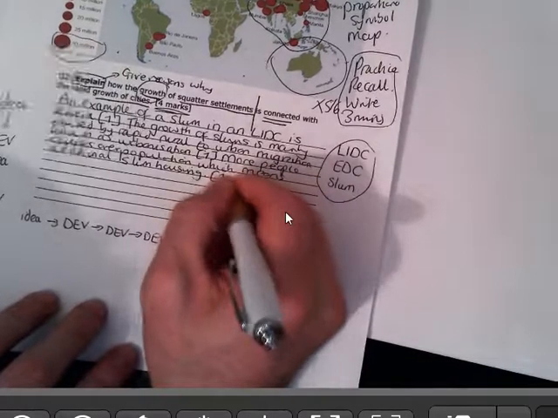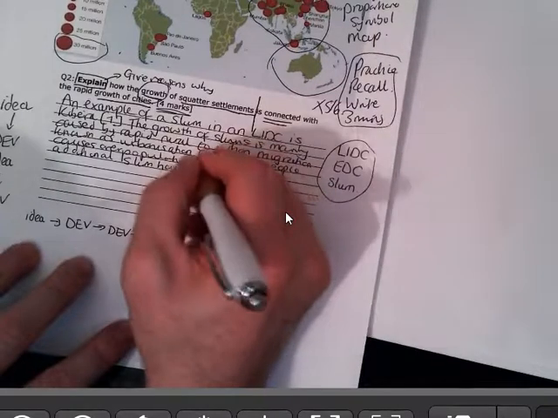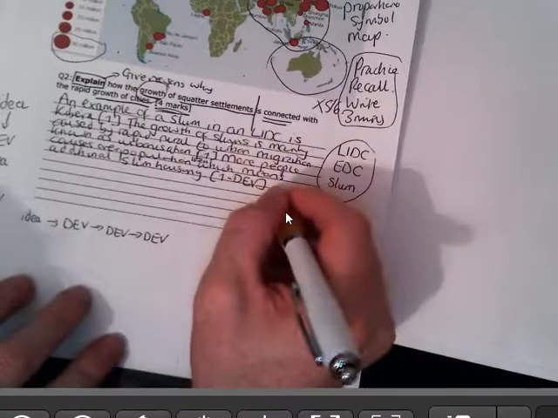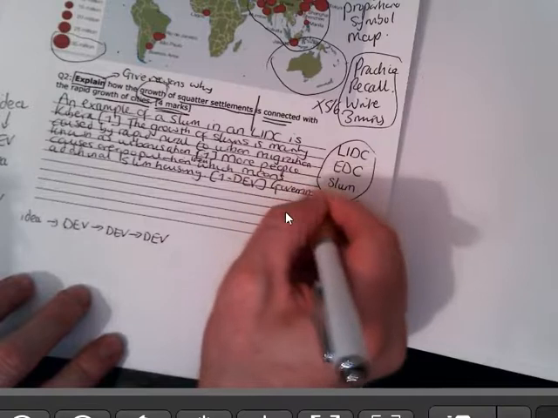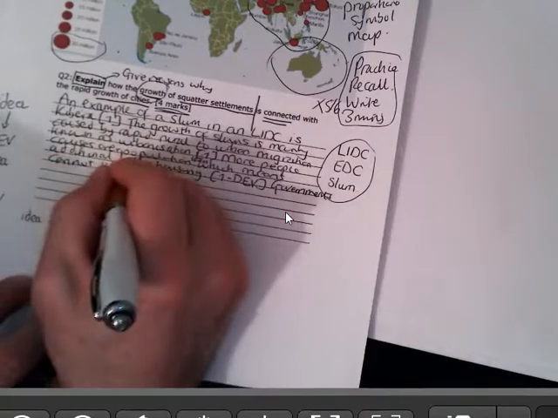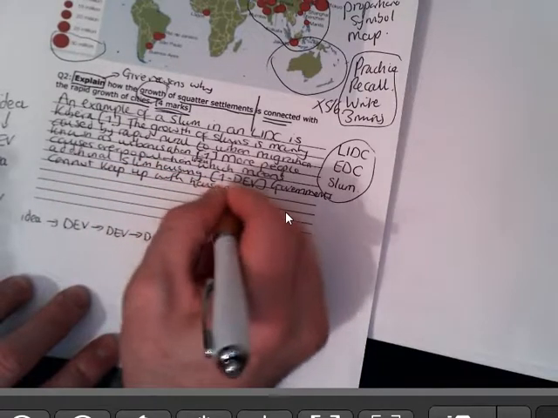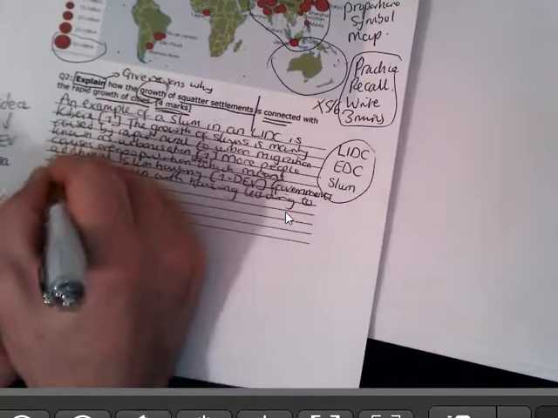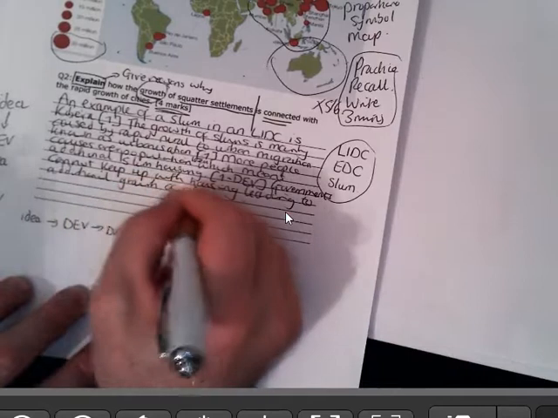There is the development, so you get 1 mark for your development. This one here is your idea. To build on that, you can then link to governments. Governments cannot keep up with housing, leading to additional growth of slums.